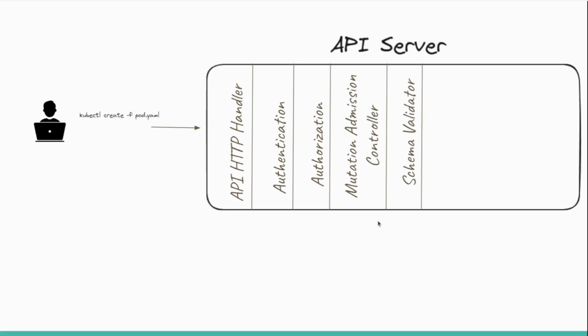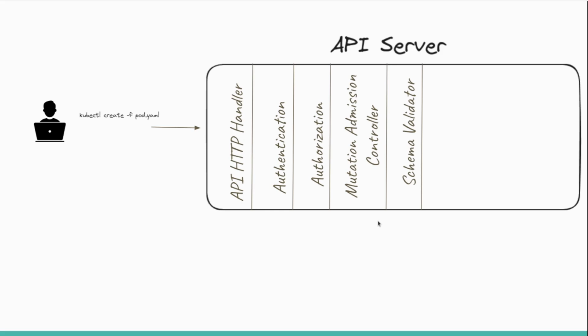We have the schema validator plugin next. What the schema validator does is make a quick check to ensure that the resource is valid against the internal schema. Since the mutating admission controller has added some lines into the YAML file, it validates whether the YAML is correct or not.